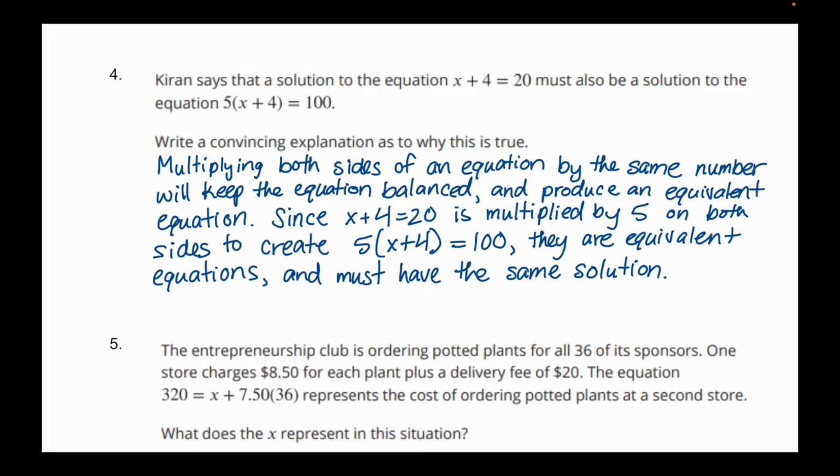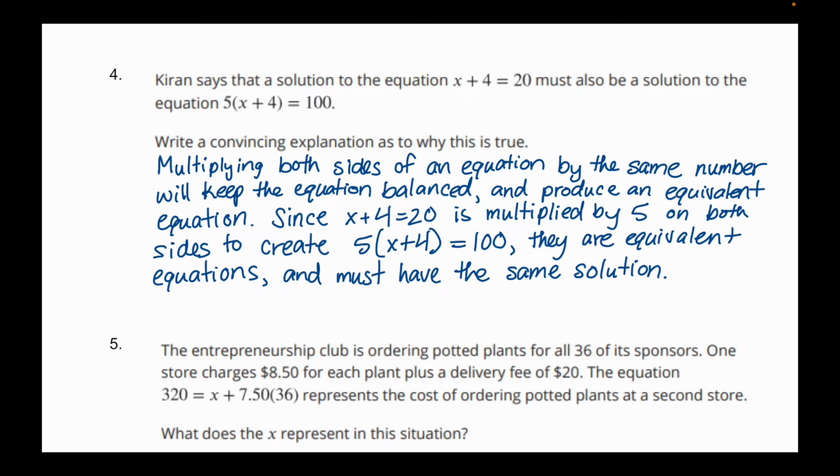This is more of an explanation that I might have students in my geometry class write when they are doing proofs. So you always have to explain why the property you're using means that you're allowed to do certain things. And so we are really just proving to someone else, or convincing someone else here, that these would both be the same by saying, well, yeah, if you multiply both sides by the same thing, that's going to keep it balanced. It's going to create an equivalent equation.